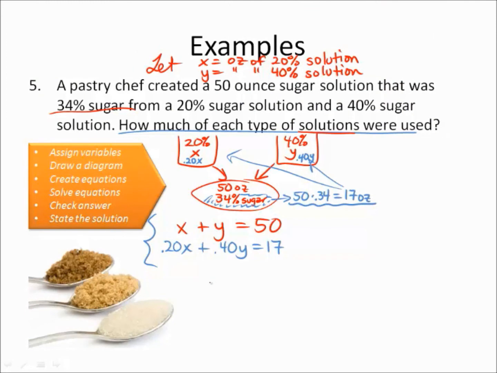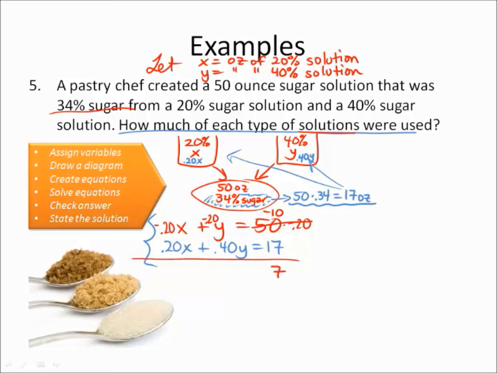We've used substitution a few times, so let's see how we would use elimination or addition to solve this. So let's eliminate one of our variables. You'll notice we have the question of finding both, so it doesn't really matter which one we eliminate. So let's multiply the top equation by negative 0.20. And what's 50 times negative 0.20? That's negative 10. So let's add those up. We have negative 10 plus 17.